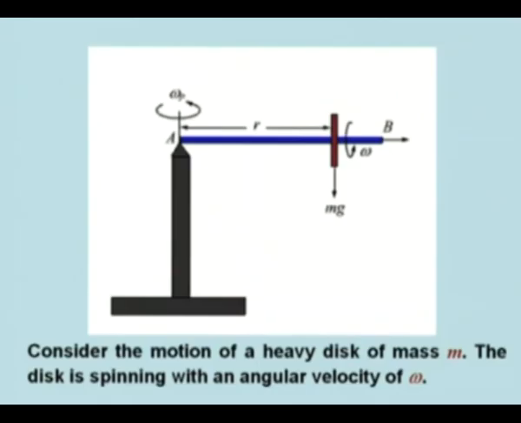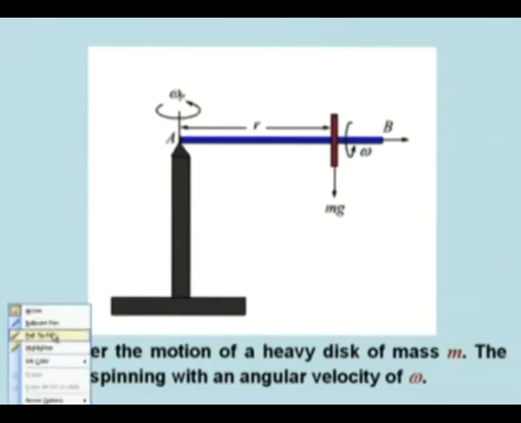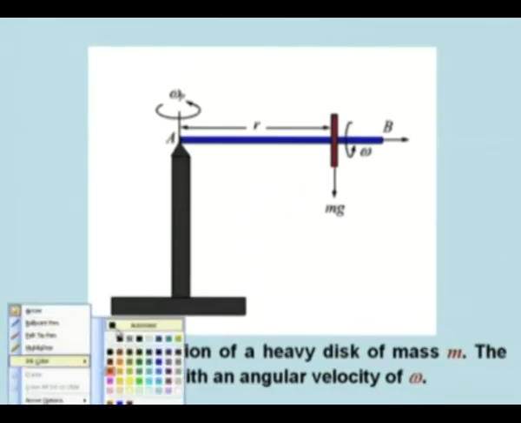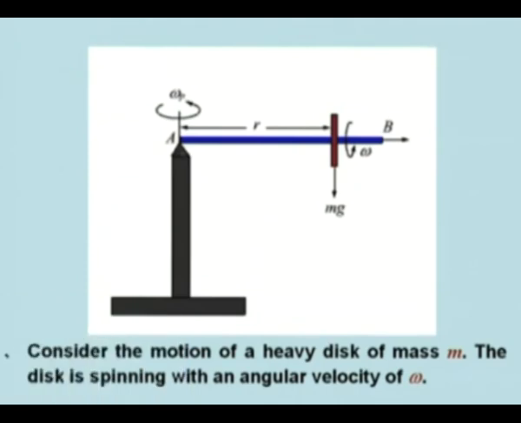Now if you put a pin joint here, you may think that because this is a heavy disk, naturally it should fall, but you will see the surprising thing that it will not fall and the motion will continue. How does it happen? This is basically called the gyroscopic effect. What is the reason for this?